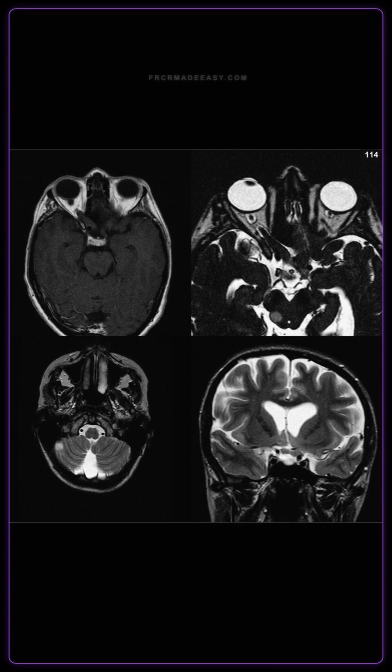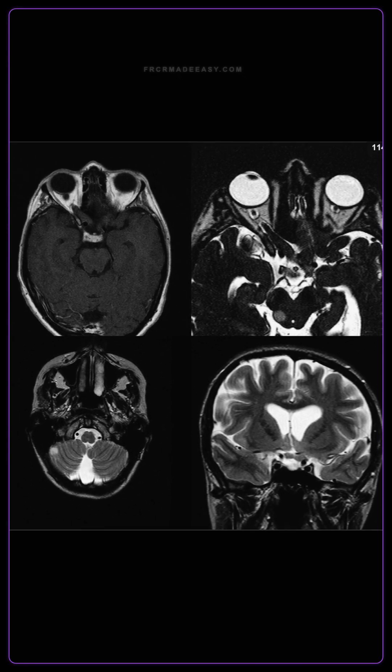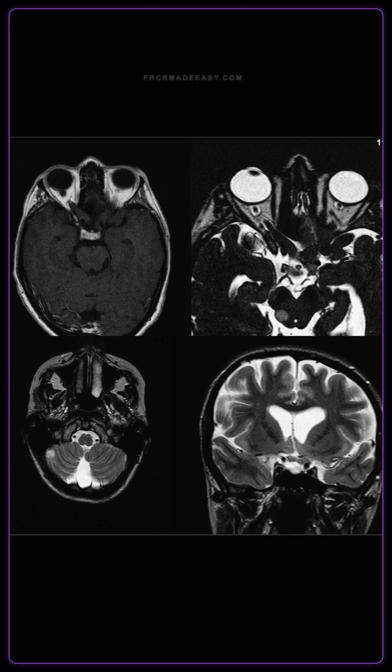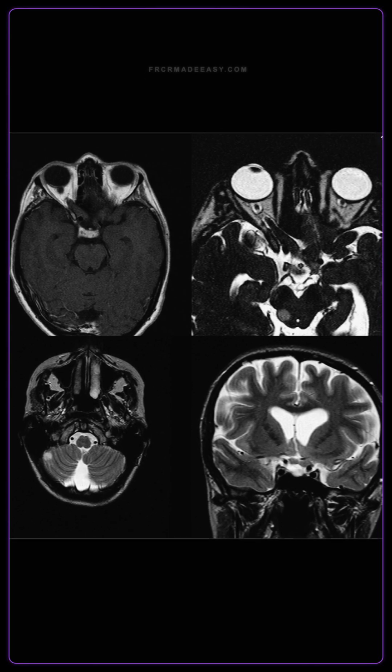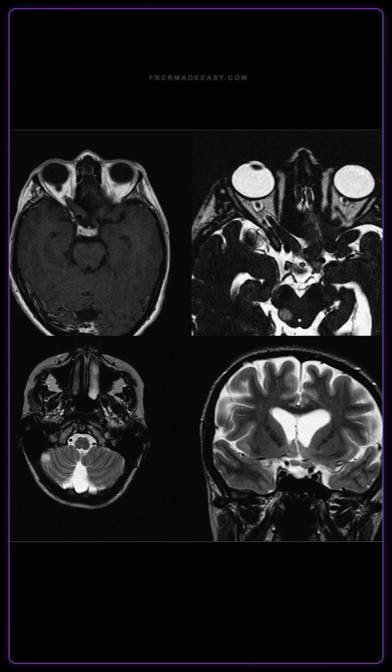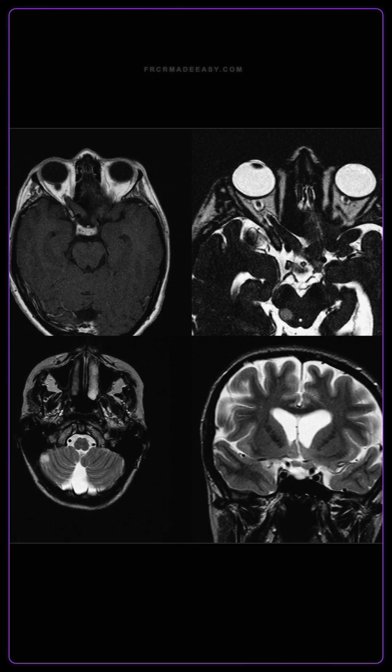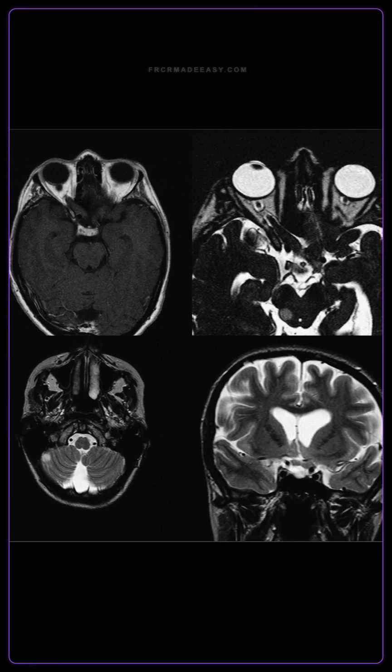A 22-year-old female presented with visual field defects. I am showing you a composite of T1 weighted axial thin section, T2 weighted axial orbits, and axial or coronal T2 weighted brain MRI scans. Describe orbital and brain findings.